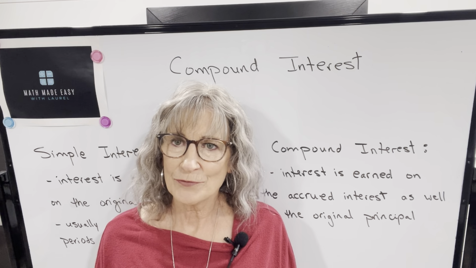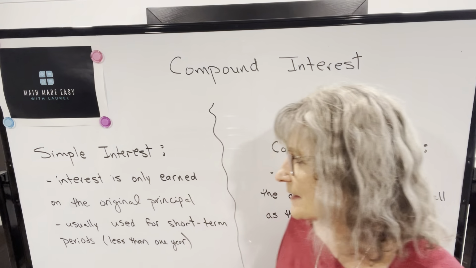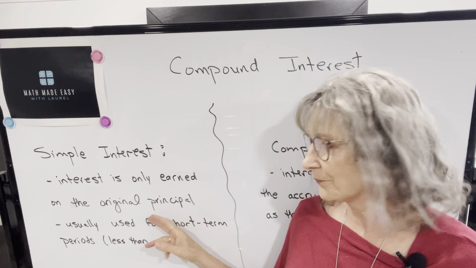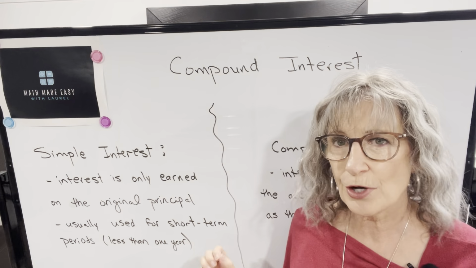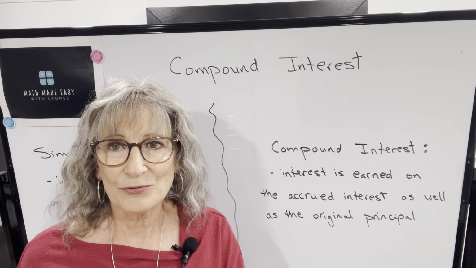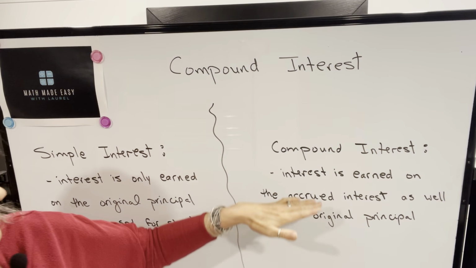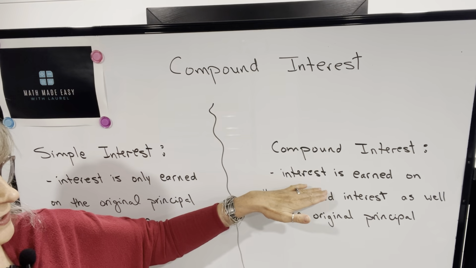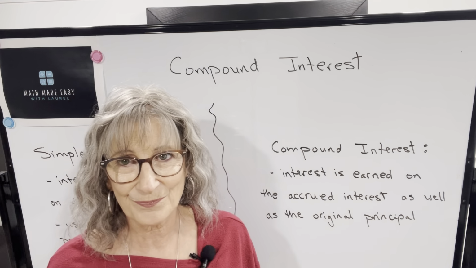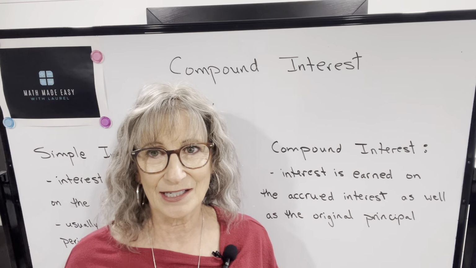So previously we've talked about simple interest, and simple interest is interest that's only earned on the original principal. It's usually used for short time periods, less than a year. Simple interest is different than compound interest. With compound interest, the interest is earned on the accrued interest as well as the original principal. Let's take a look at an example.